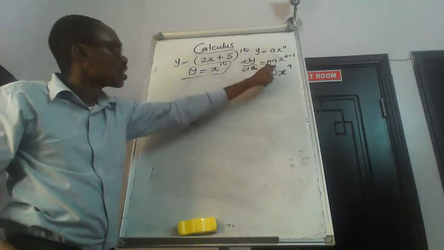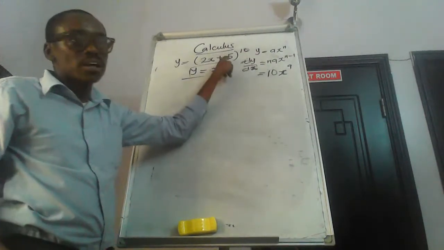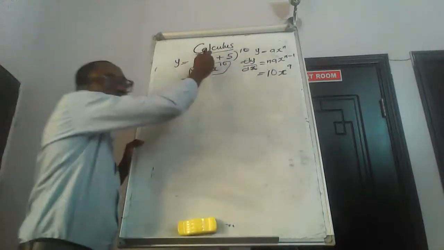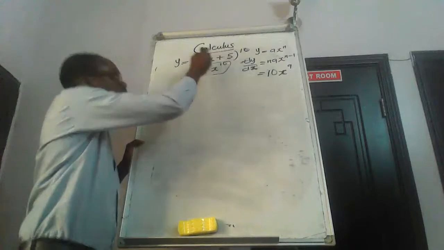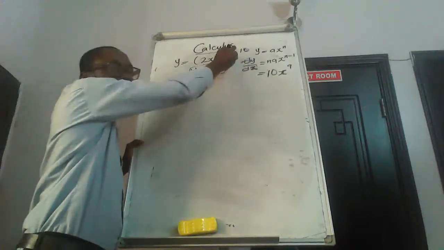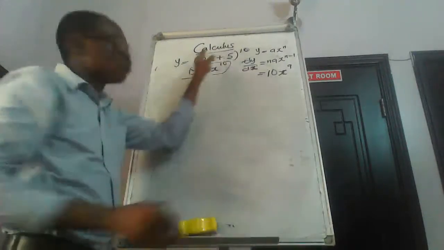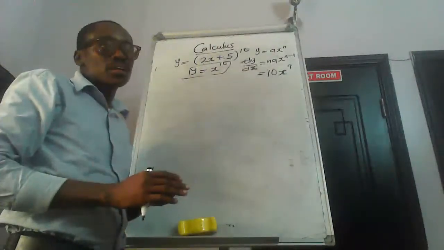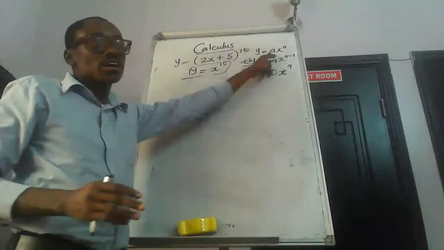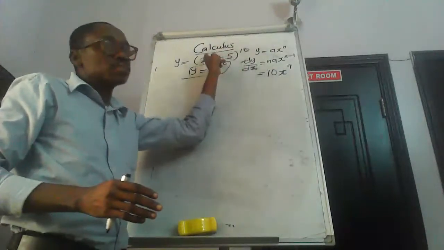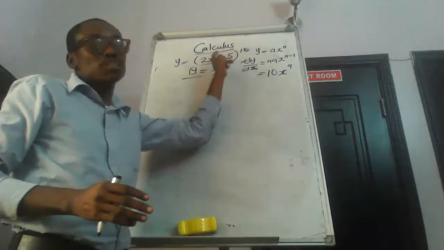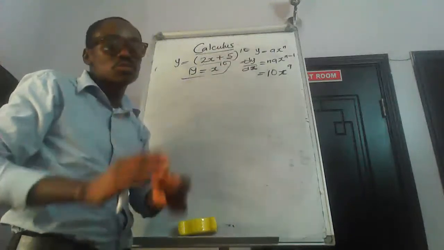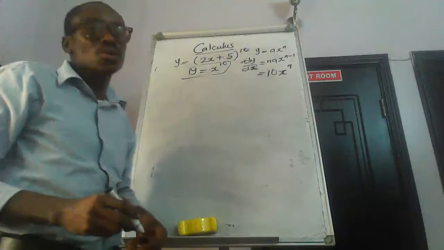This formula won't work in this instance because this is not straightforward. Here we have 2x plus 5. This is a binomial in bracket raised to power 10. Before you can actually apply this formula here, you have to expand this. Maybe you have to expand 10 times. That is (2x + 5) times (2x + 5) times (2x + 5), 10 times. And now it's going to be cumbersome.